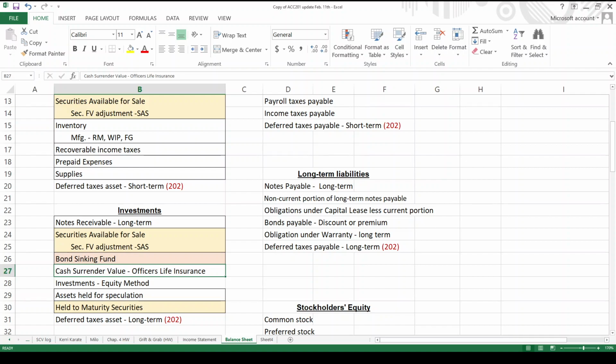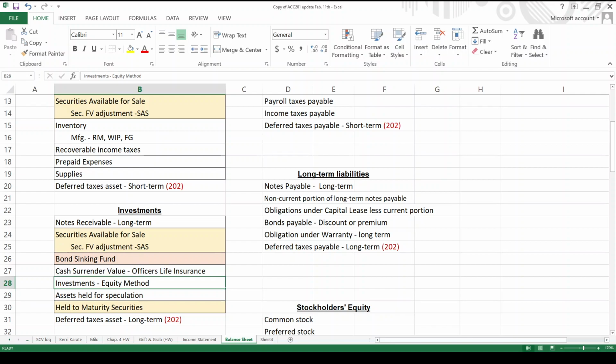Next, cash surrender value of officers' life insurance. So the company has life insurance on executives where the loss payee is the company itself. So if the president should meet with an early demise, the company will receive the life insurance payout. And if you have a cash surrender value, it's typically what's referred to as whole life insurance, where you're paying in premiums and you're having the insurance coverage, but you're also building up an investment account, which sounds great on paper, but in reality, it's not really the best deal.